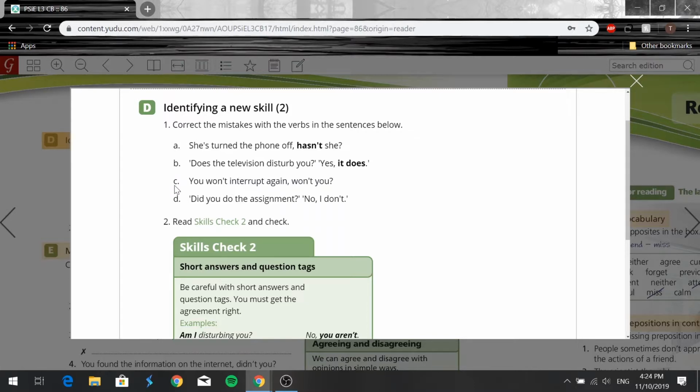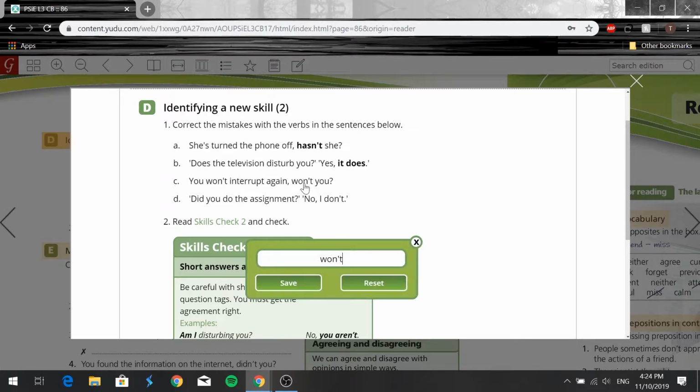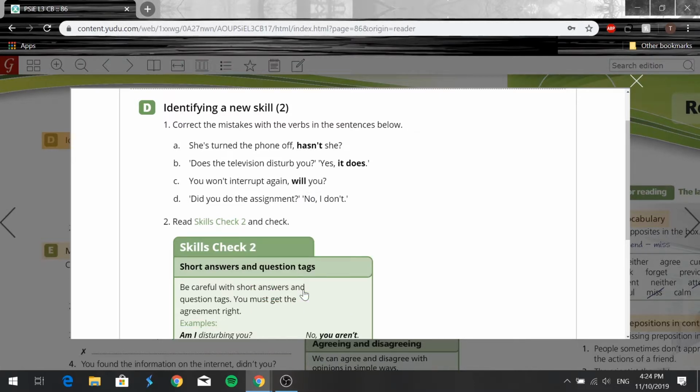Now let's go to C. You won't interrupt again, won't you? Won't is wrong here. We'll say will you. So will you. Okay, so you won't interrupt again, will you? The reason I chose will is because negative becomes positive, and positive actually becomes negative in question tags. Okay, so the opposite.